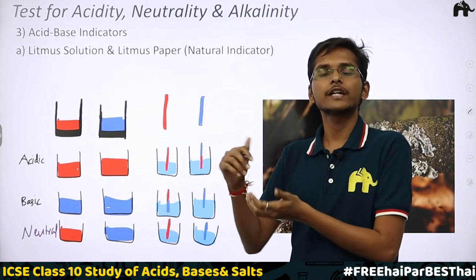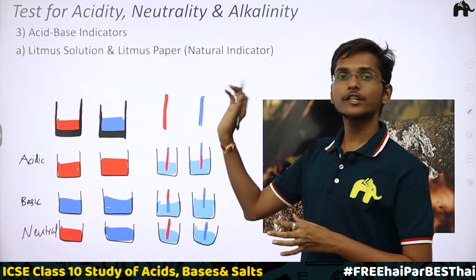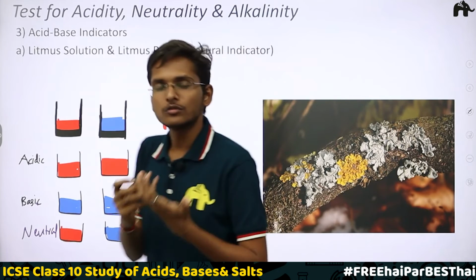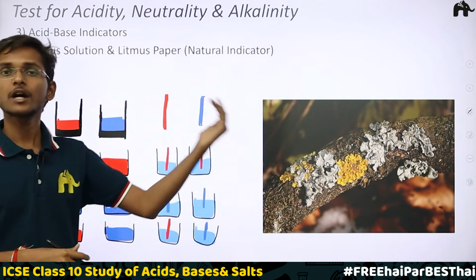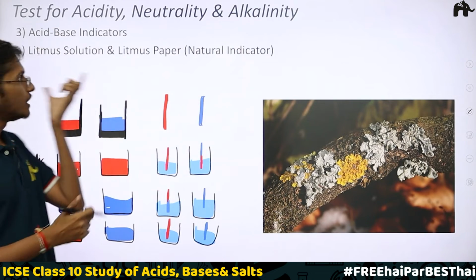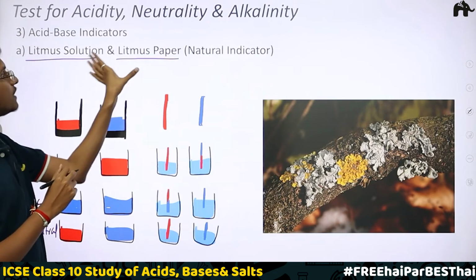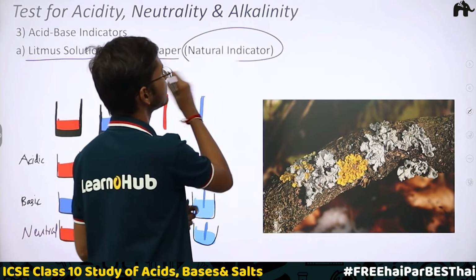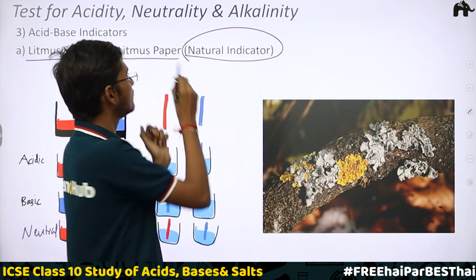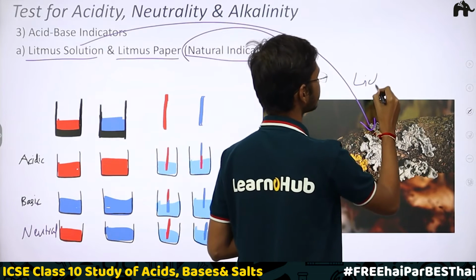We have seen how we can use pH paper and universal indicator to find the pH. Now we will see how we can use acid-base indicators to know whether a particular solution is acidic, basic or neutral. The first acid-base indicator we are going to learn is litmus solution and litmus paper. We call litmus solution and litmus paper natural indicators. Now why is this so? Because we obtain them from lichens.